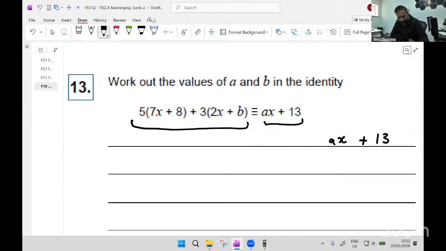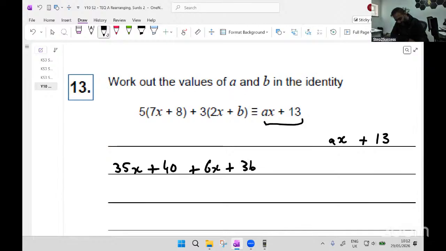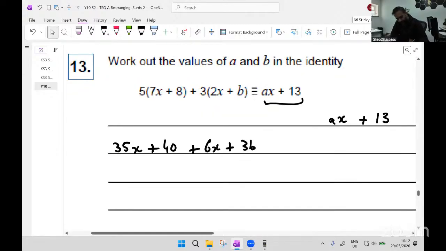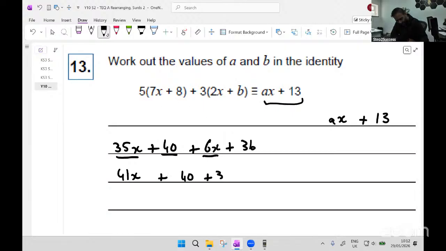What you need to do is expand all of this out. So 5 times 7 is 35x. 5 times 8 is 40. 3 times 2x is 6x. And 3 times b is just 3b. Okay, and if I simplify this, 35 add 6 is 41x plus 40 plus 3b.